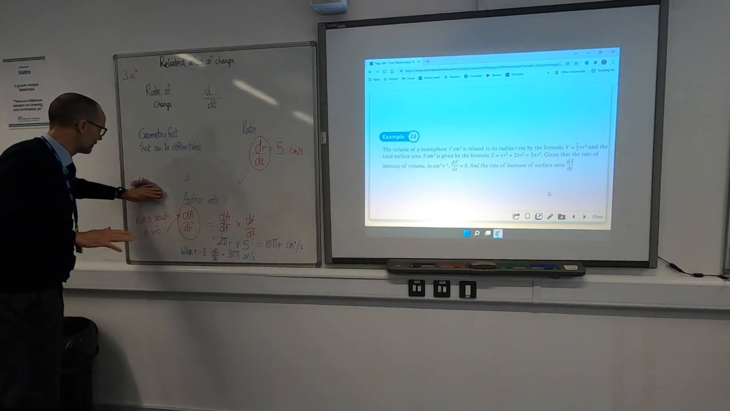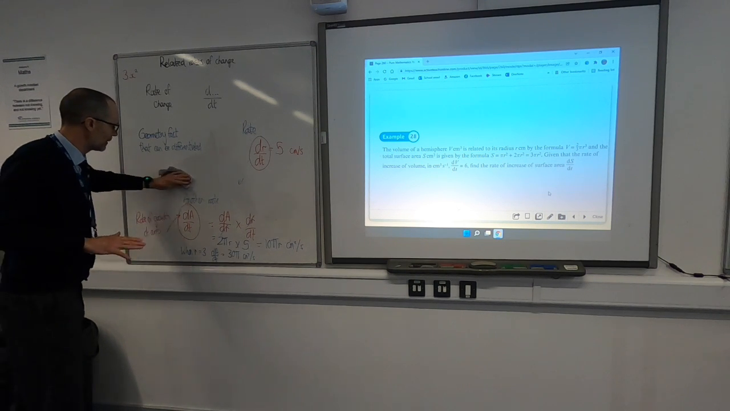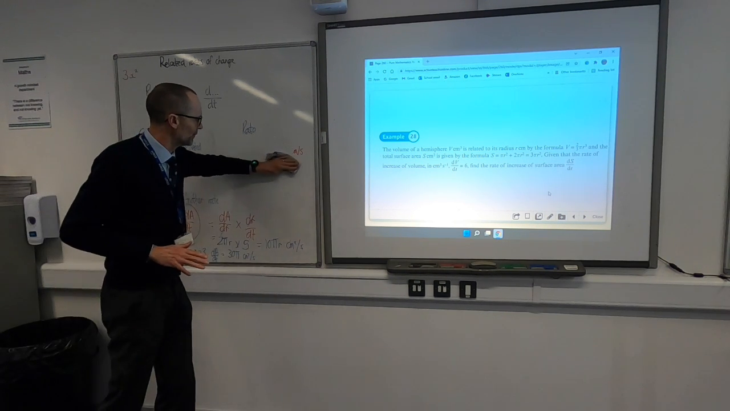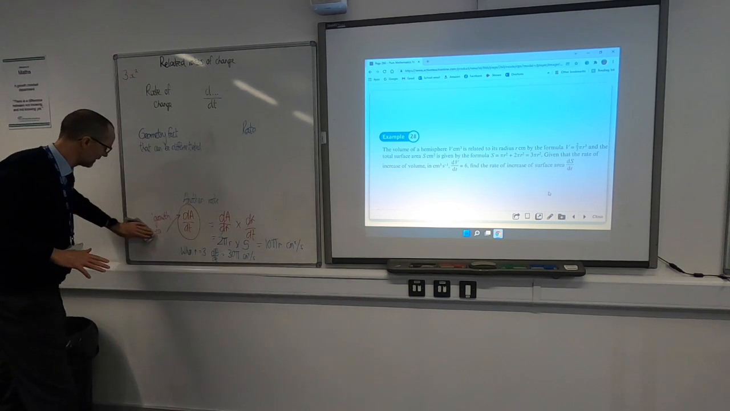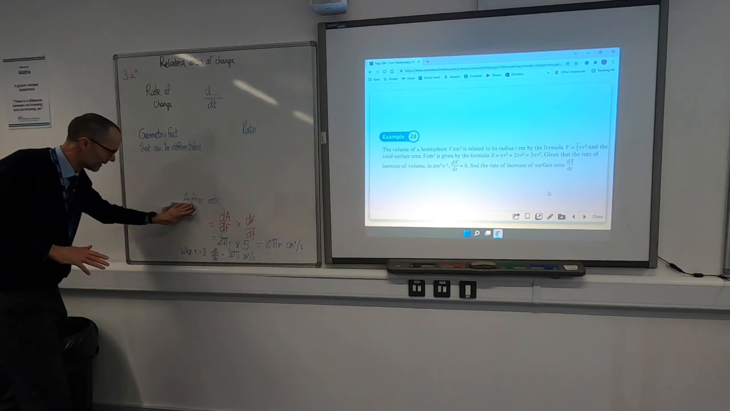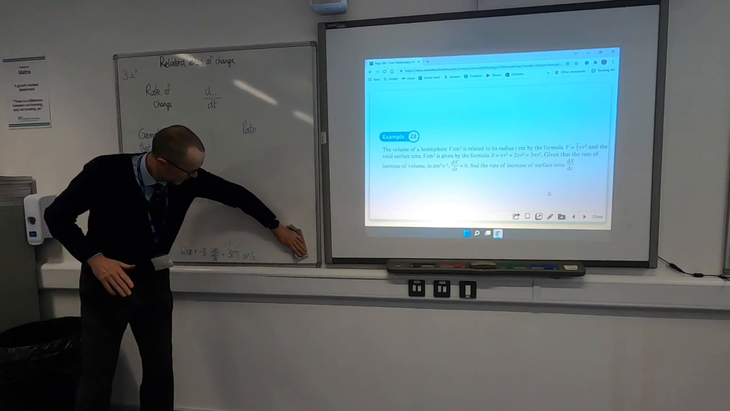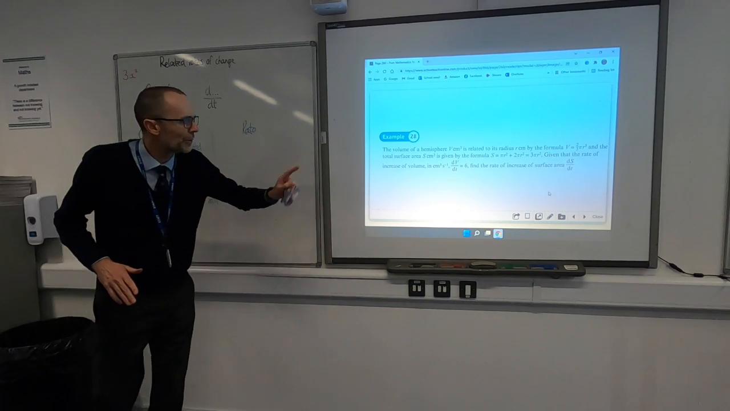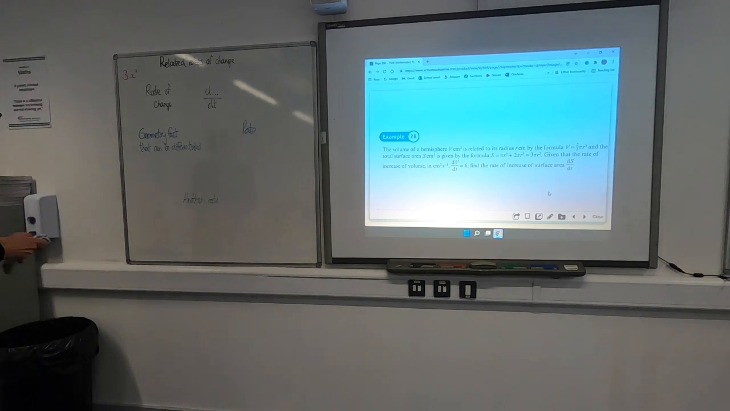So I've got 2 geometry facts, which means I can differentiate them both. Slightly worrying, because this looks like it's going to be a more complicated example. I've also got a rate. dV by dt, the rate of increase in volume, is 6 centimetres cubed per second.